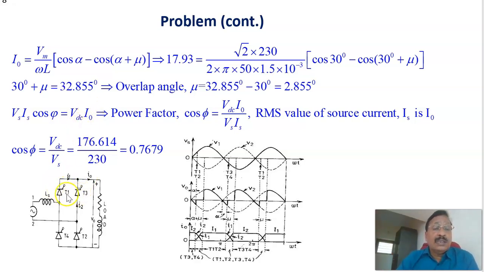We are assuming that the power loss in the switches is 0. Therefore, cos φ equals VDC into I0 divided by Vs into Is, where VDC means the average voltage. The RMS value of the source current is the same as the load current, so Is equals I0. Therefore, cos φ equals VDC divided by Vs, where VDC is the average output voltage, 176.614, divided by the RMS value of the source voltage, 230 volts, which gives 0.7679. Therefore, this is the source side power factor. So this is the overlap angle, and this is the input power factor.